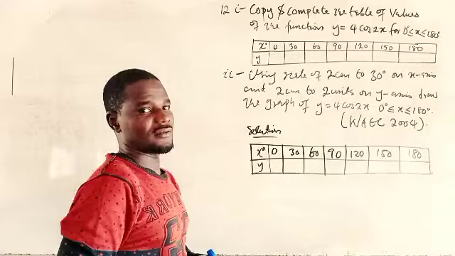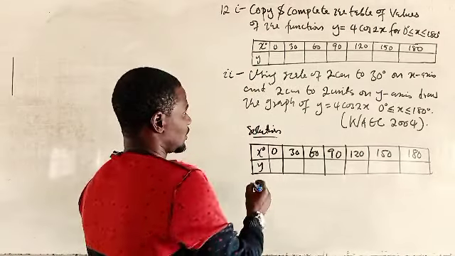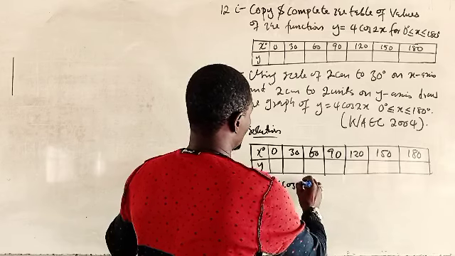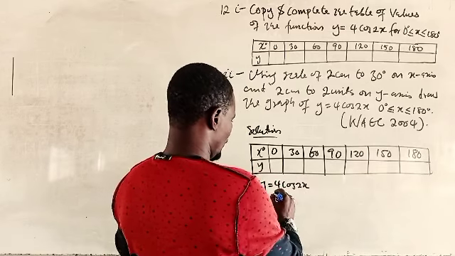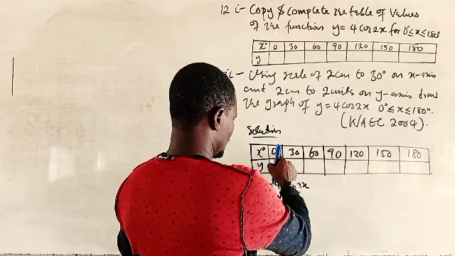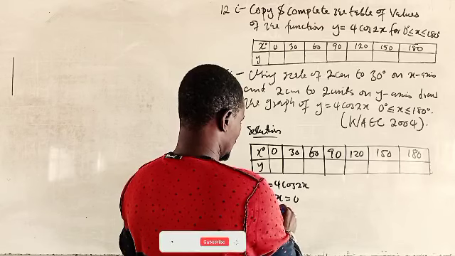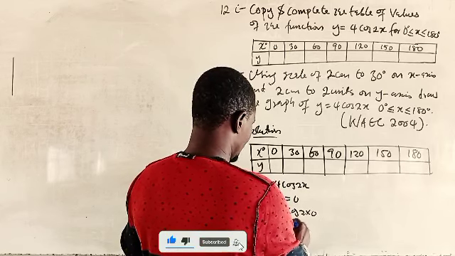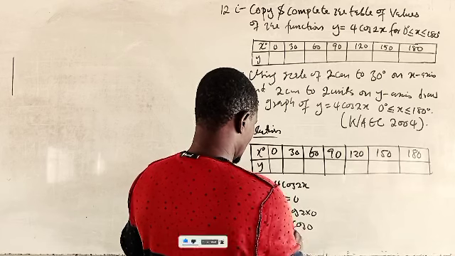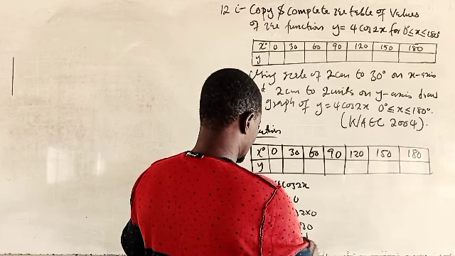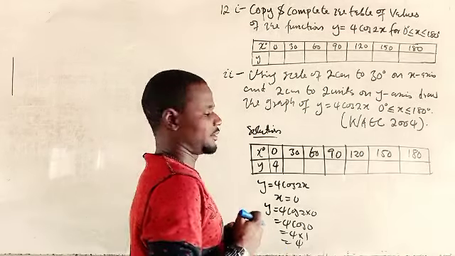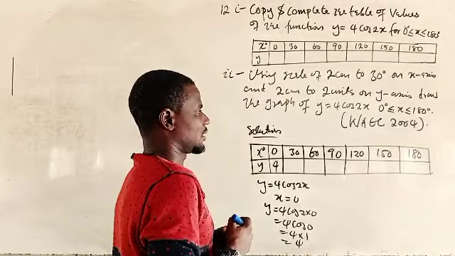Now these are the values of x. Let's proceed and find the value of y using the equation. The equation is y equals 4 cos 2x. Remember, when x equals 0, y will be 4 cos 2 times 0, which is 4 cos 0, and this is 4 times 1 equals 4. Automatically here is 4.